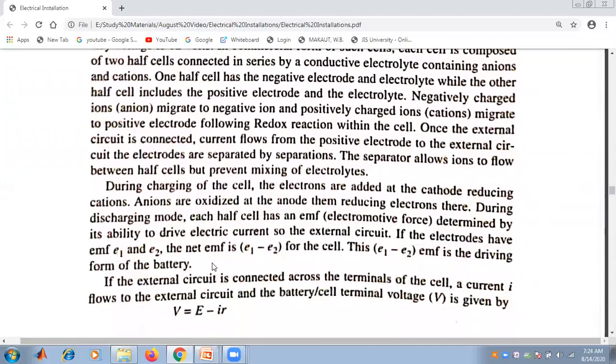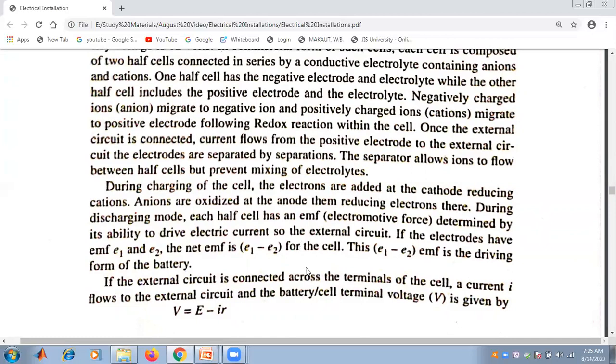So during charging of the cell, the electrons are added at the cathode, producing cations. Anions are oxidized at the anode, releasing electrons there. During the discharging mode of the battery, each half cell has an EMF, that is electromotive force, determined by its ability to drive electric current to the external circuit.